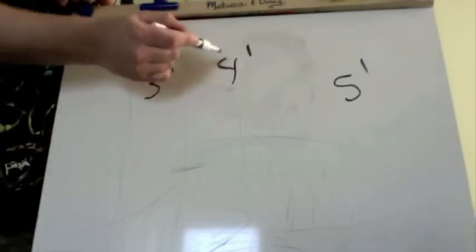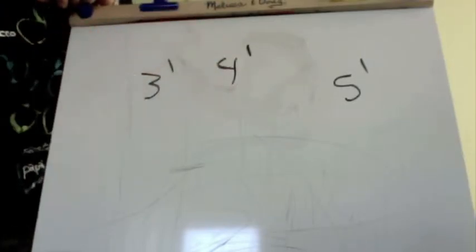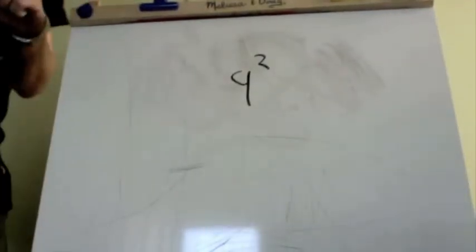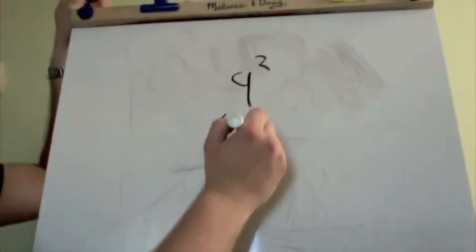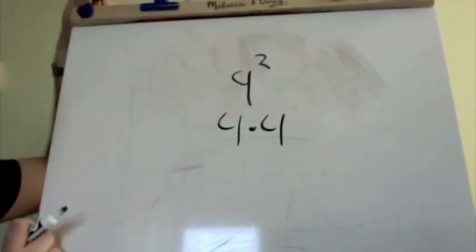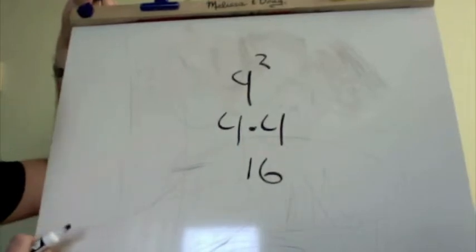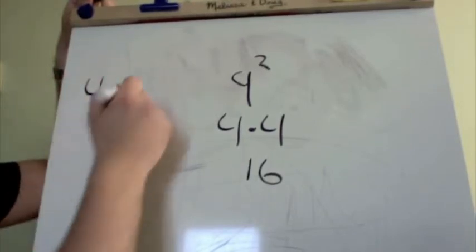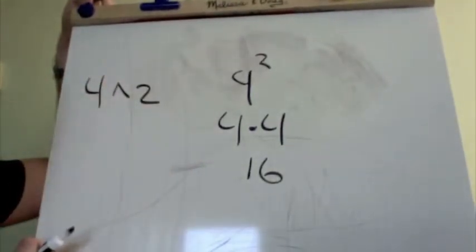So in this case, we have 1 four, 1 three, 1 five. If I write down the number 4 squared, that means that I have 2 fours. In other words, I have 4 times 4, which is 16. You can do this in your calculator as well. In your calculator, you need to find a little caret button. You can do a square.